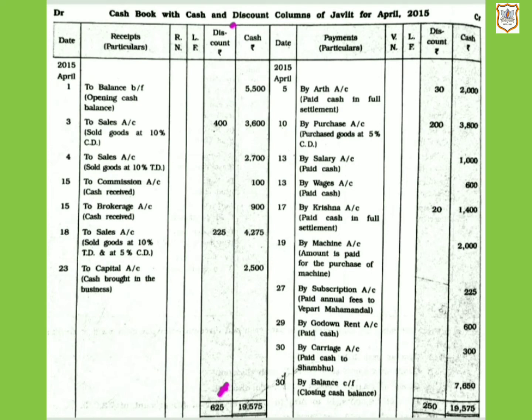An amount in the discount column on the payment side, that means on credit side, is the amount of cash discount received on the payments made, which is rupees 250. It is an income for the business. So must note that discount columns are not balanced but are totaled.